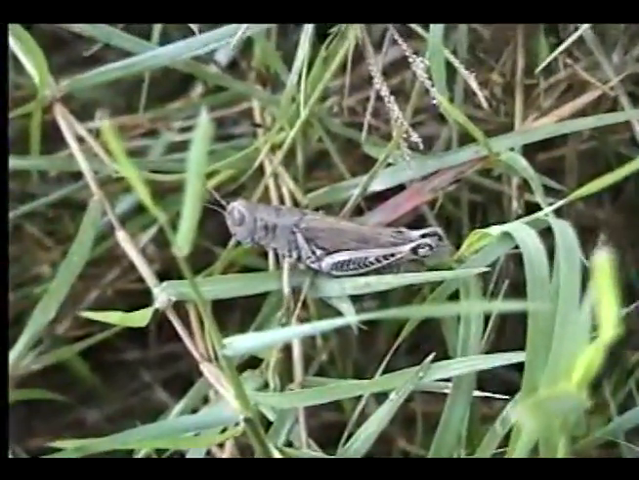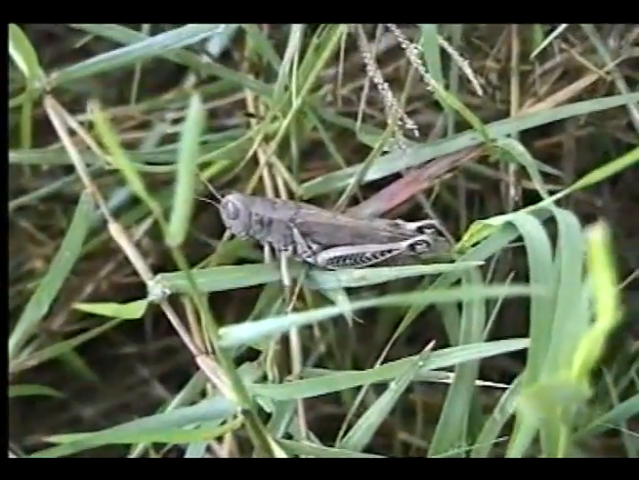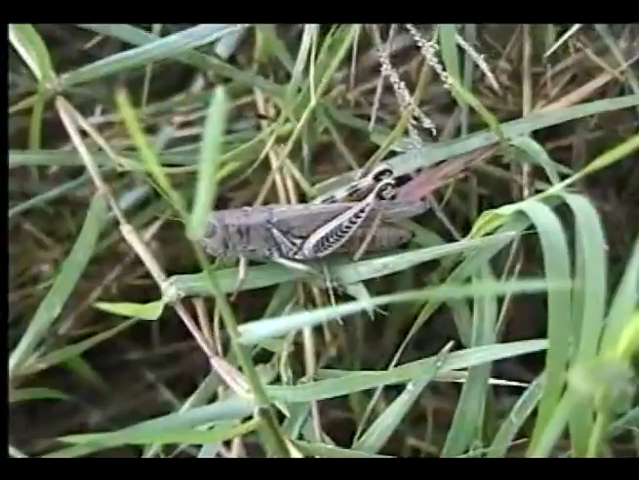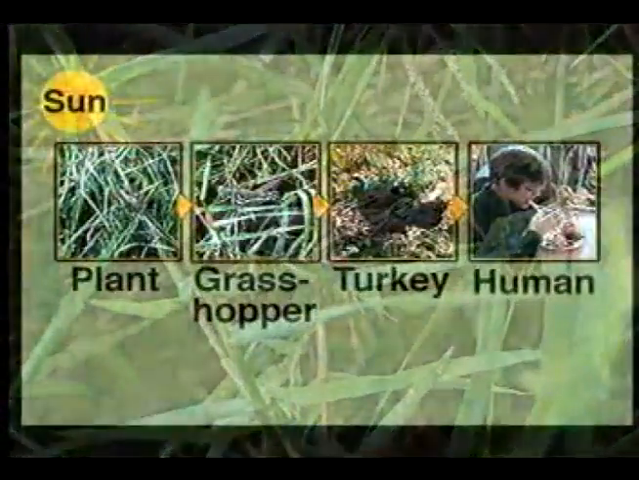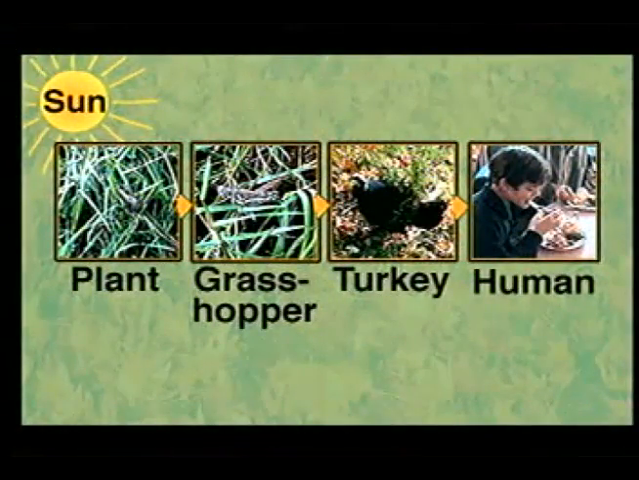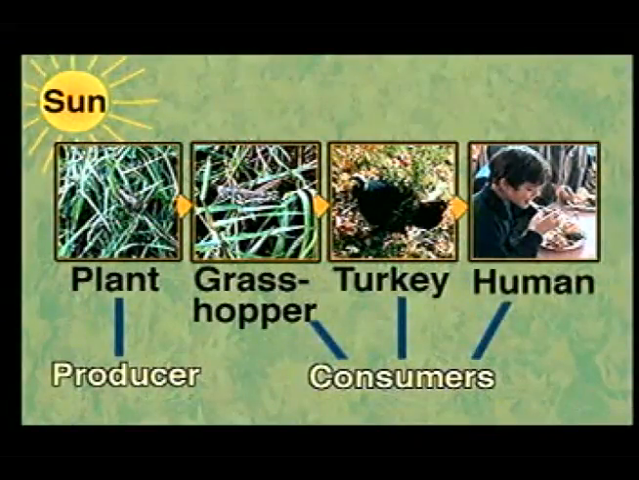Let's suppose our turkey ate grasshoppers, and grasshoppers most commonly eat plants. These animals put together in a food chain look like this, with the sun supplying energy to plants, which are eaten by the grasshopper, which is eaten by the turkey, which is then eaten by humans. The plant is a producer, with all the other animals being consumers.